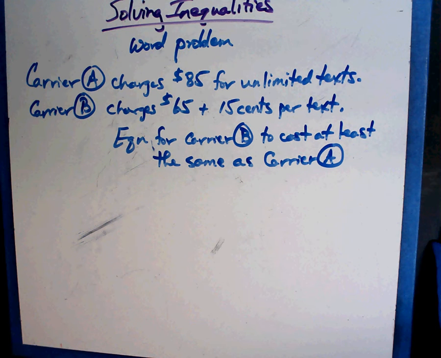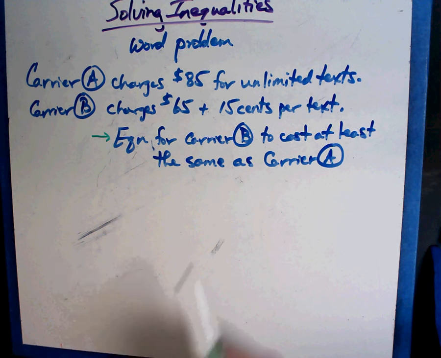All right, I want to help you with solving inequalities when it comes to word problems. I have an example here, and we're going to talk about solving it as well. Carrier A, a cell phone company, charges $85 per month for unlimited texts. Carrier B charges $65 a month plus 15 cents per text. Write an equation for Carrier B to cost at least the same as Carrier A.